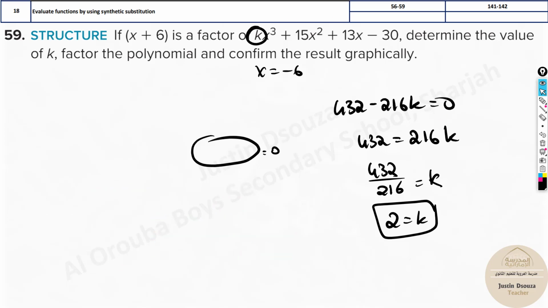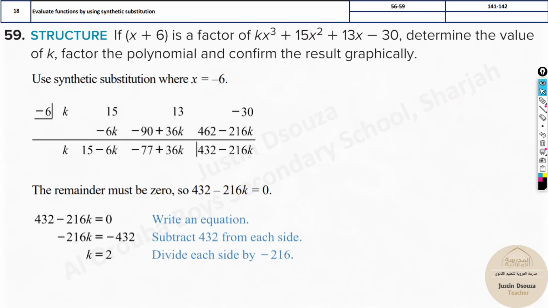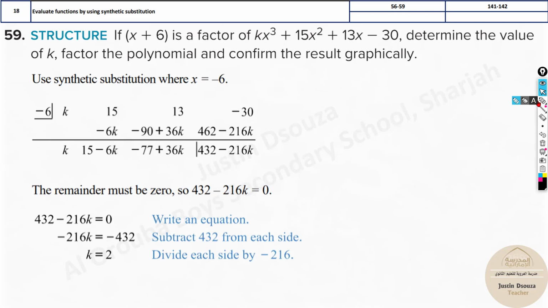Now substitute back over here. Substitute k over here. You can then solve the other factors. Oh, sorry, one second. Don't substitute back over here. That is the question, right? What way do we need to substitute? Over here we need to substitute k, because the remainder is 0. Now k value is 2. That means it's 2, 15 minus 6 times 2, minus 77 plus 36 times 2. Okay. Now find what is the, okay, over here this is the constant value.